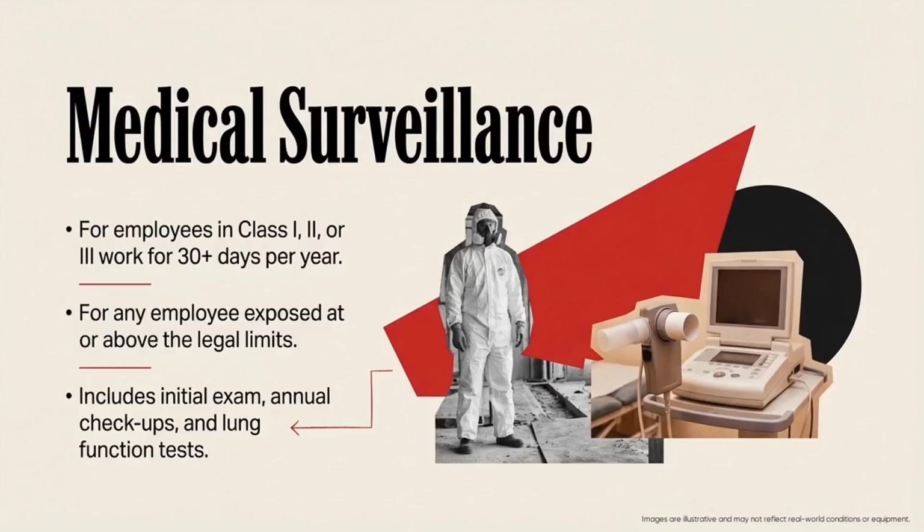Now, for workers with more significant exposure, we're talking people doing higher risk work for 30 or more days a year, or anyone exposed above those limits we talked about, the employer has to provide a medical surveillance program. This comes at no cost to the employee and includes things like an initial exam, yearly checkups, and tests to monitor their lung health over the long haul.